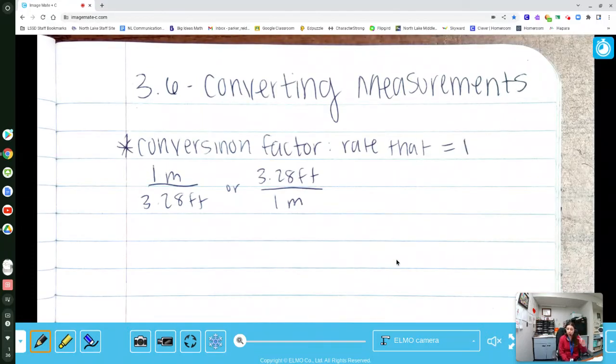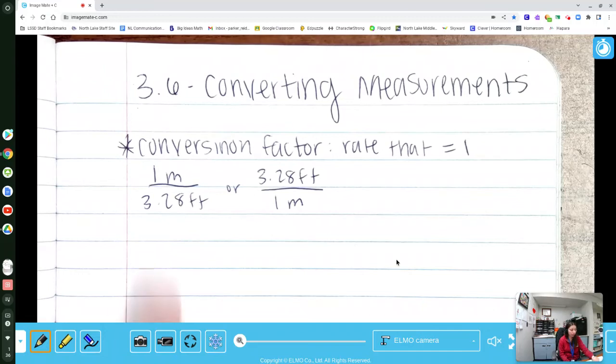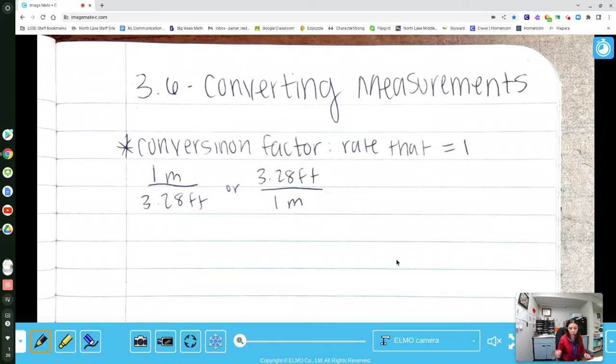So these are just the same thing but flipped upside down, and these are rates that equal 1, basically saying that 1 meter and 3.28 feet are the same exact amount. So even though they're different numbers, if we were to measure out these amounts, they would be the same distance. That's why they are a rate that equals 1.